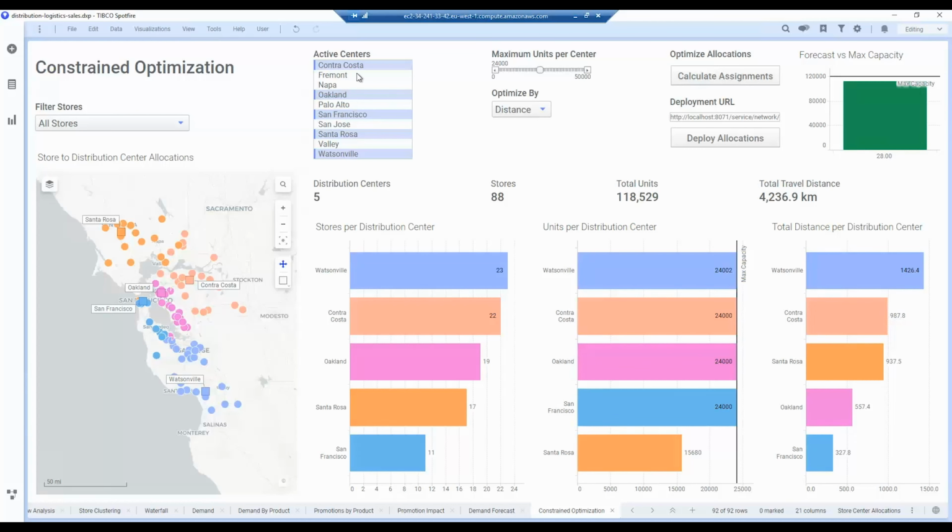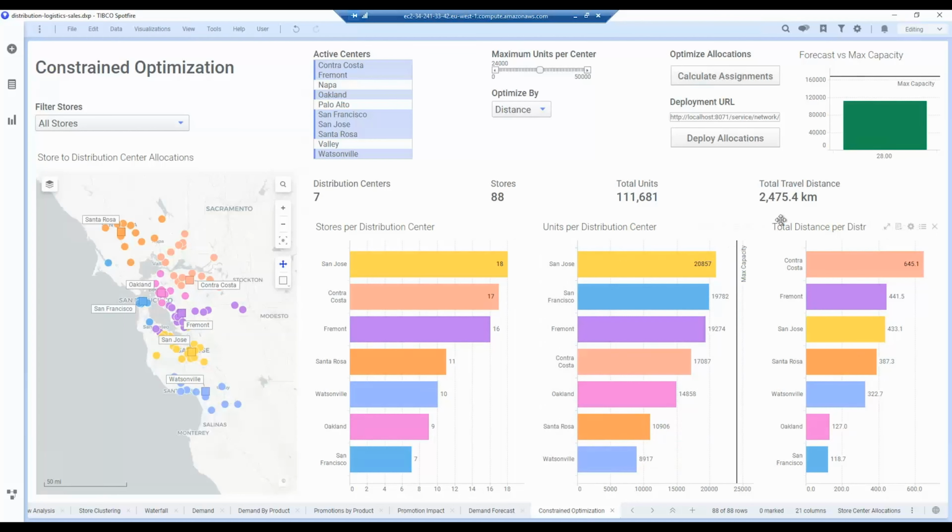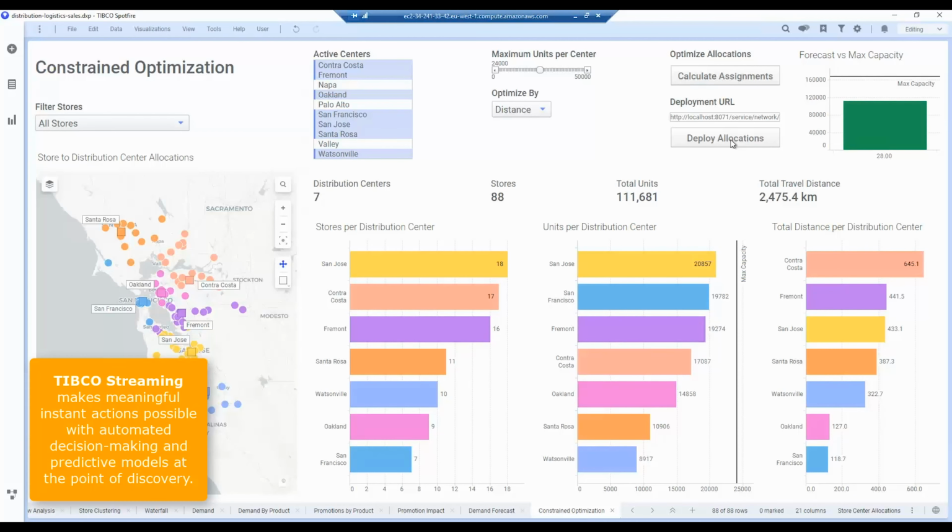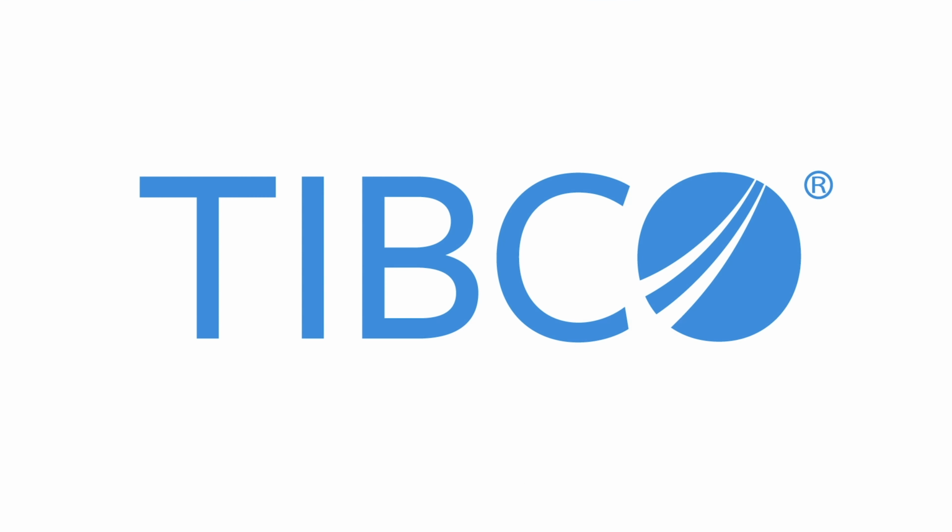We can do different scenarios here by choosing some different distribution centers, calculate some different assignments. You can see adding those two extra distribution centers has dropped the total travel distance to 2,400 kilometers. Once we're happy with the allocations, we can click this button, which will then send that across to the streaming platform so that we then allocate orders to the correct distribution centers based on our constrained optimization.